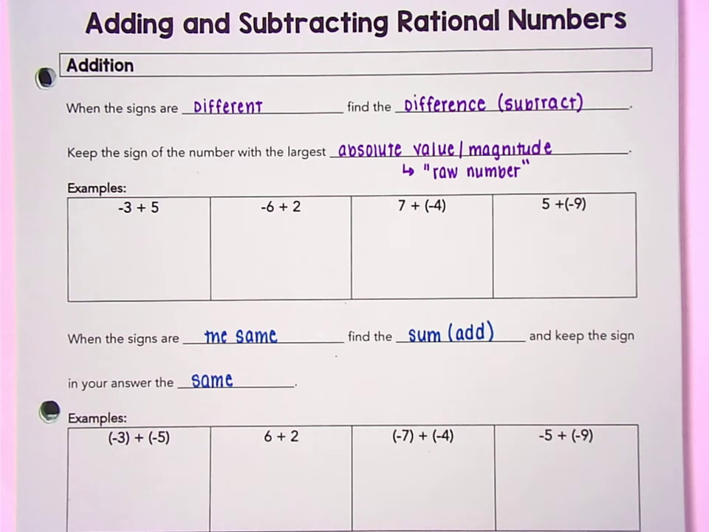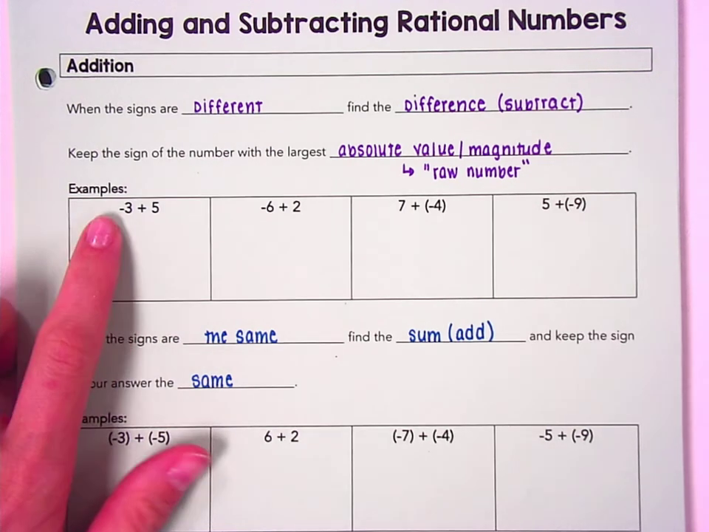So when those signs are different, we're going to find the difference. And when I'm asking you to find the difference, that means you're going to subtract. As we talked about in class, when you have different signs, your answer may either be positive or negative. And the way we determine that is we look at which number has the greatest absolute value or magnitude, or what I call that raw number, or the value of the number without the sign. So let's take a look at a few examples.